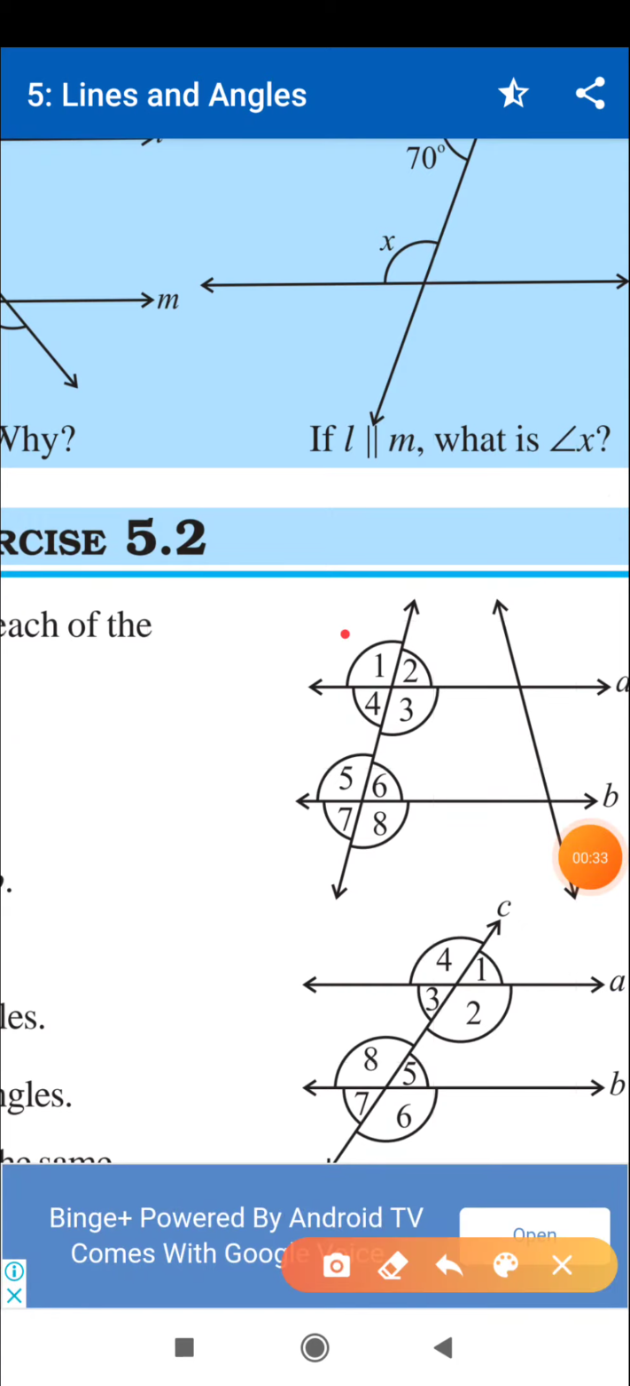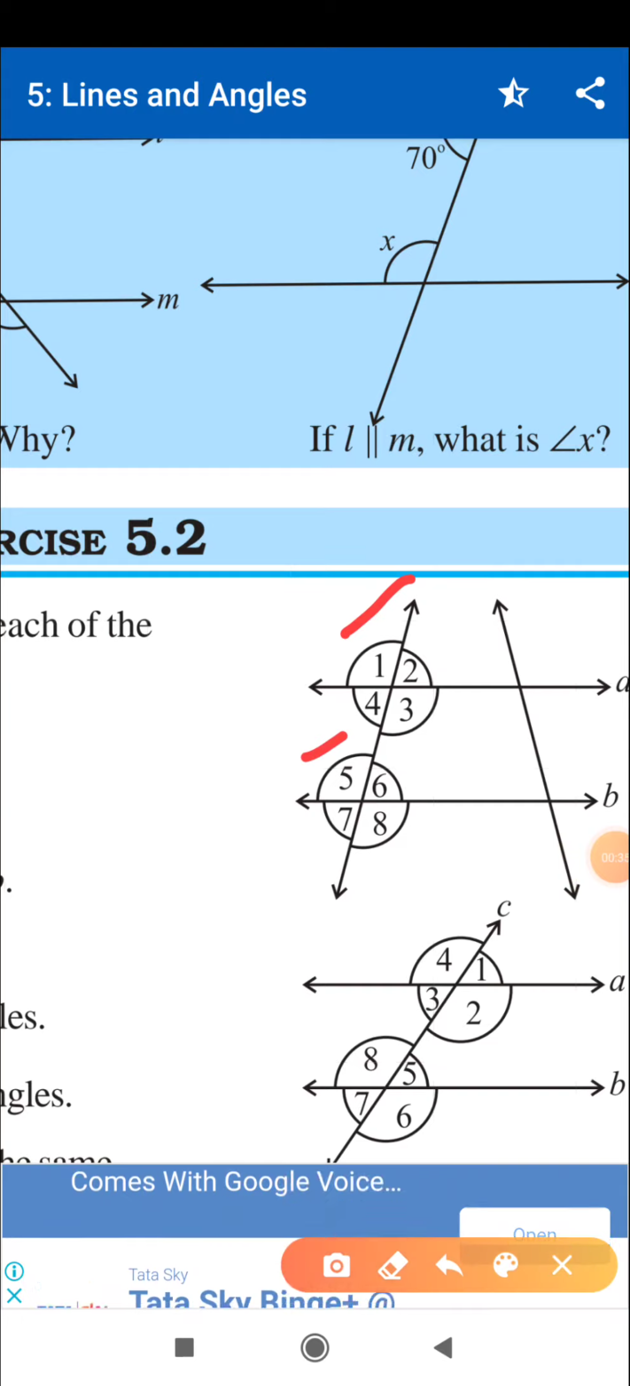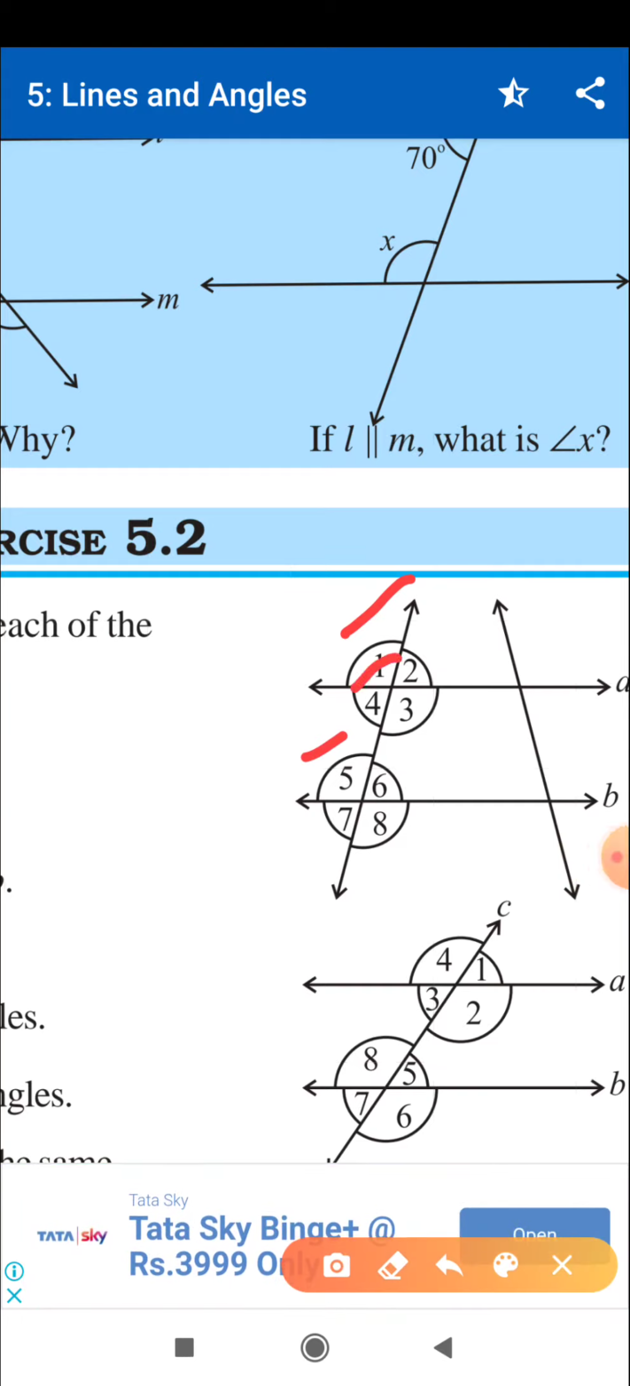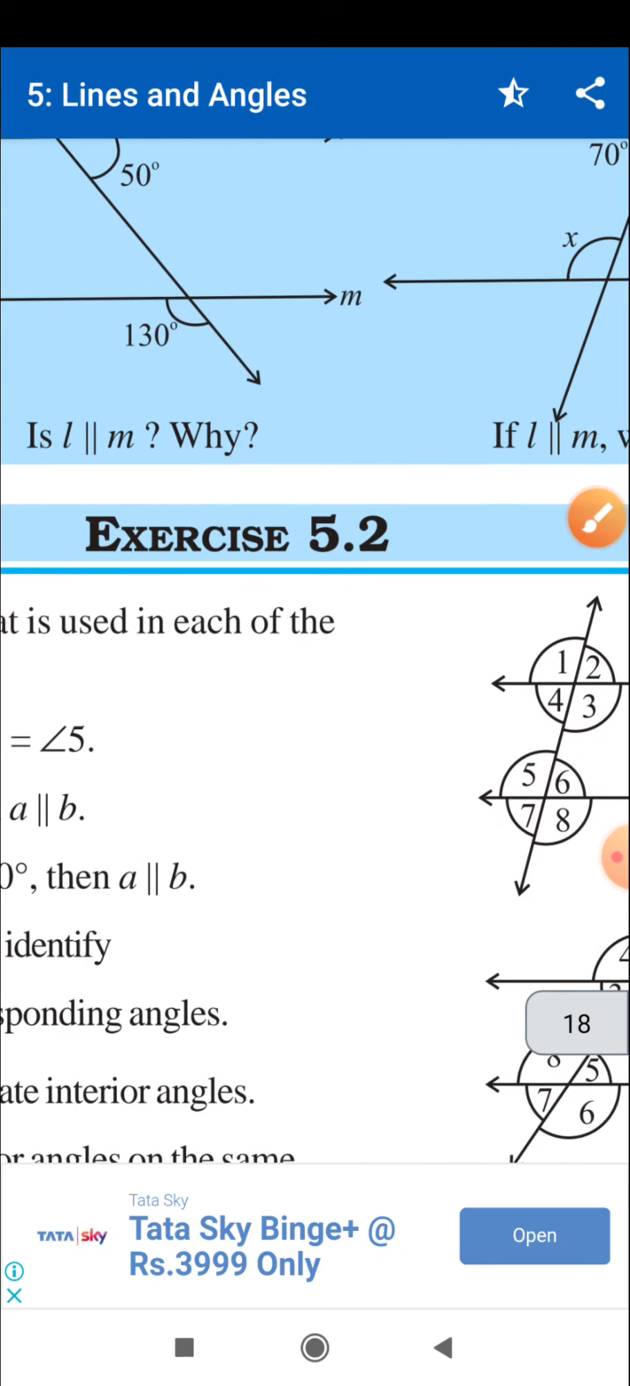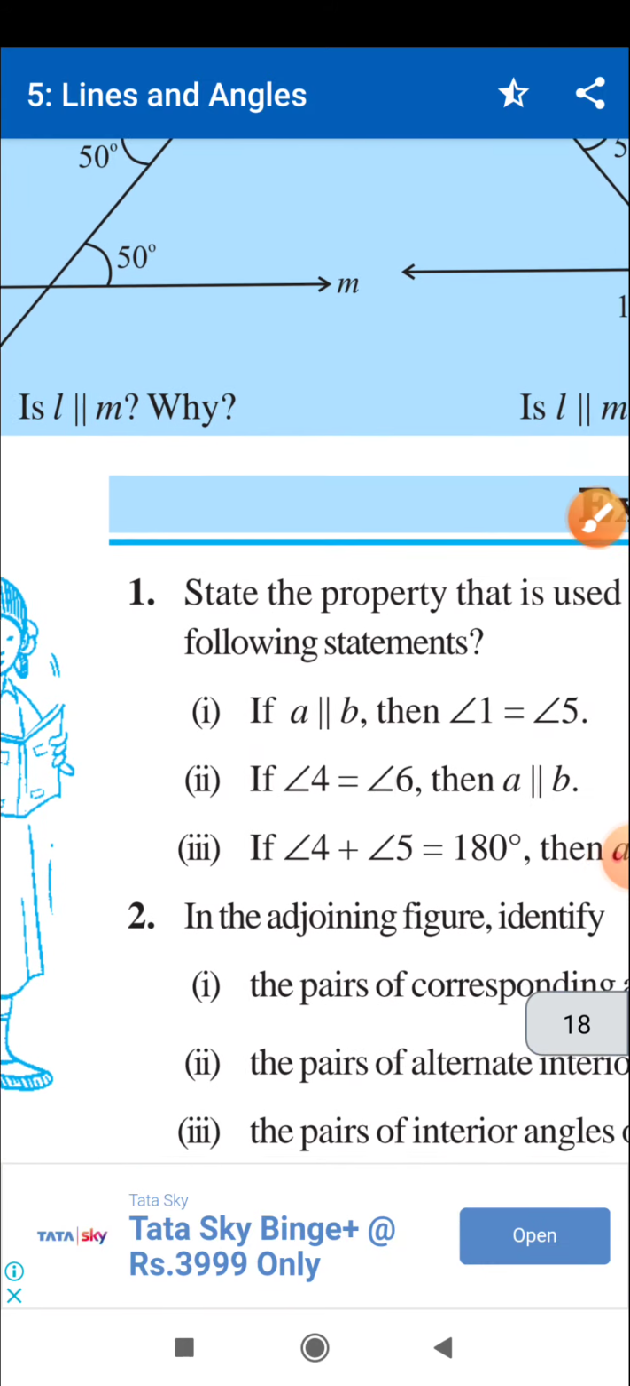So angle 1 and angle 5 are corresponding to each other. If two lines are parallel, then a pair of corresponding angles are equal. So by this property, we can say that angle 1 is equal to angle 5. Move to our second part.